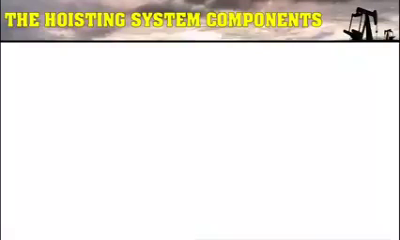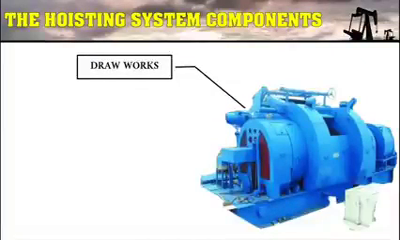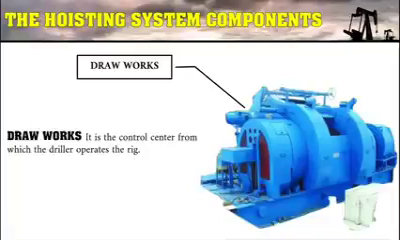The second part of the hoisting system is the drawworks. The drawworks is the control center from which the driller operates on the rig. It contains clutches, chains, and other controls, and provides the hoisting and braking power to enable movement of load in and out of the hole. The drawworks is characterized by the brake system, which enables the driller to easily control a load of 1,000s of pounds of drill pipe or casing.